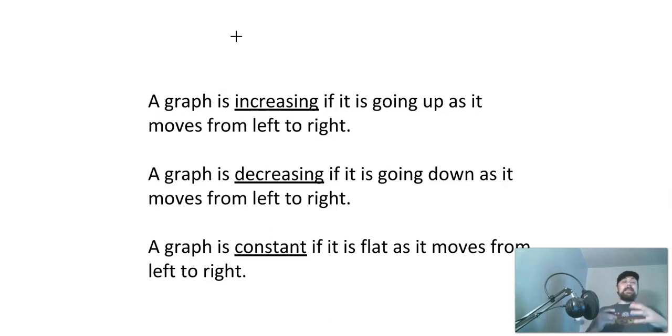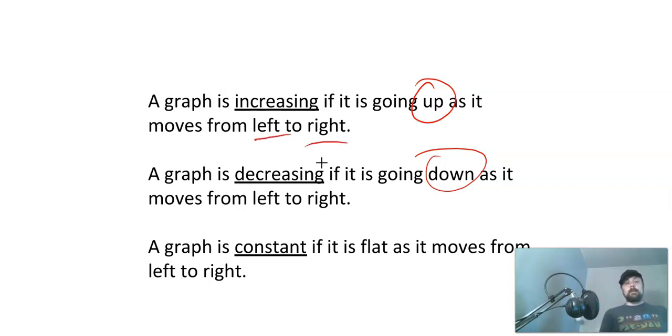A graph is increasing if it is going up. That makes sense, right? I mean, the graph is increasing if it's going up. The graph is decreasing if it's going down. But there's a little bit more to the story than that. As it moves from left to right, it's really important that we agree on that direction when we're making our assessment as to whether a graph is increasing or decreasing.